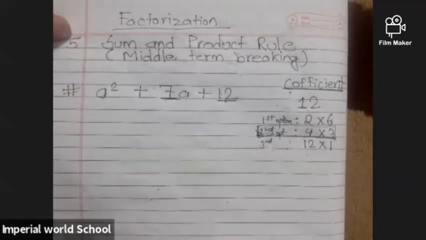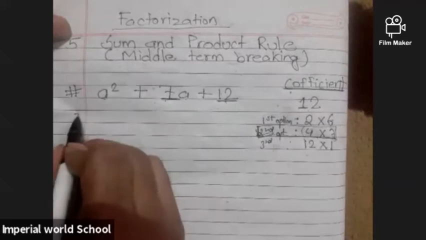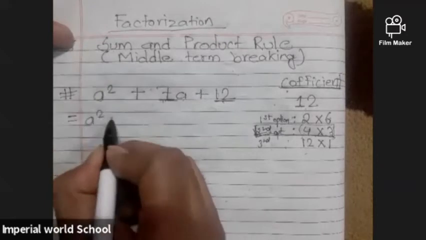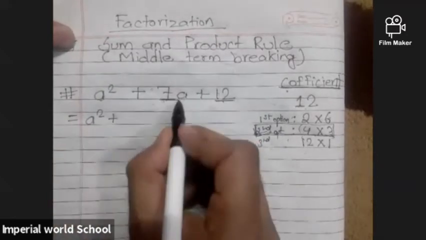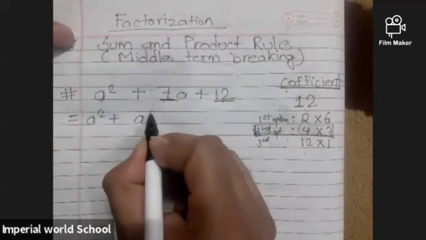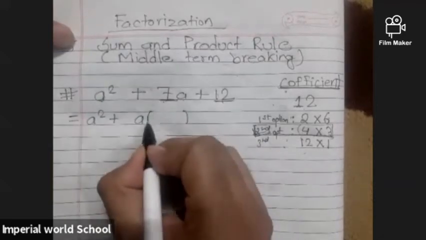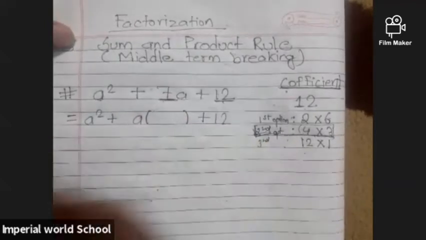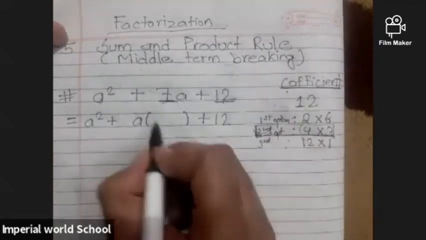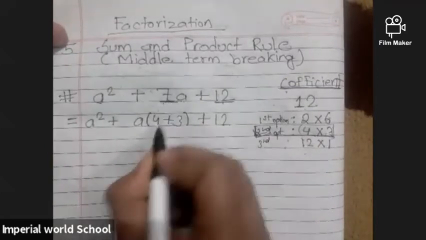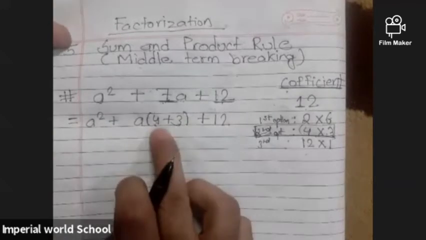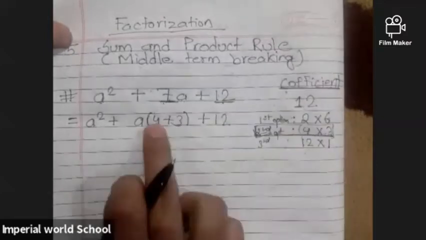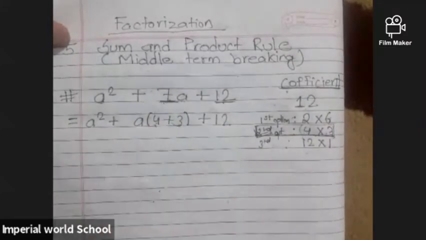Okay, so in this way we have to understand. After knowing this, see here, there are so many things you need to understand. You can see here it is a square plus, so I'm going to take one a right here, and I'm making one bracket for breaking this 7, and plus 12 will be as it is. Now it's very simple. I'm going to write 4 plus 3. See, 7 has been broken into two parts by addition, and 4 3 are 12, which is the coefficient also, and when I add them it makes 7. So this is the best option.